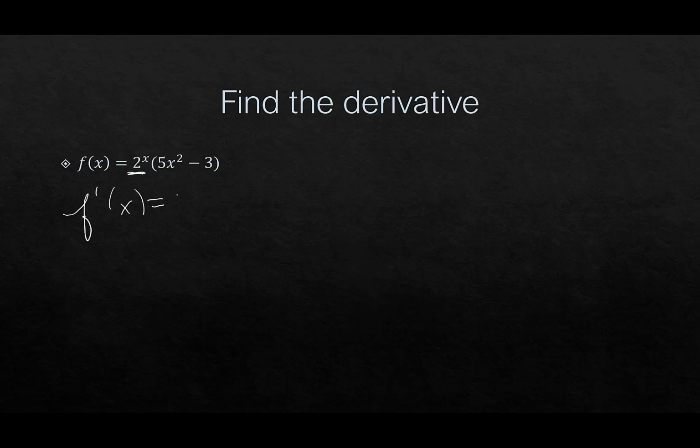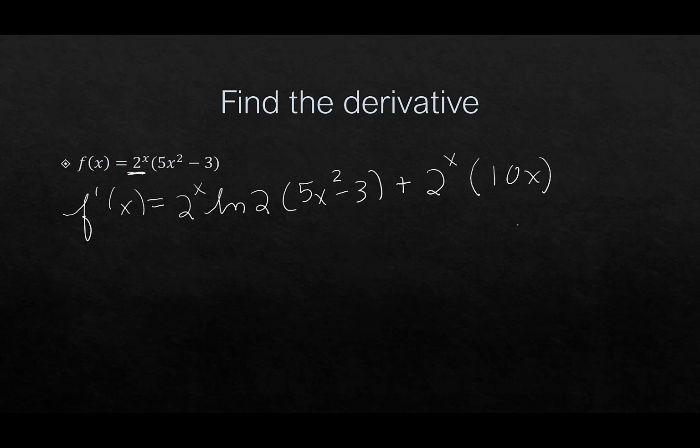2 to the x, remember when you take the derivative, it's 2 to the x times the natural log of 2. I keep 5x squared minus 3. Plus, go back to 2 to the x. Then the derivative of 5x squared minus 3 is 10x. I'm going to leave this one just like it is. The 2 to the x is common to both, but I'm not going to bother to factor it out this time.